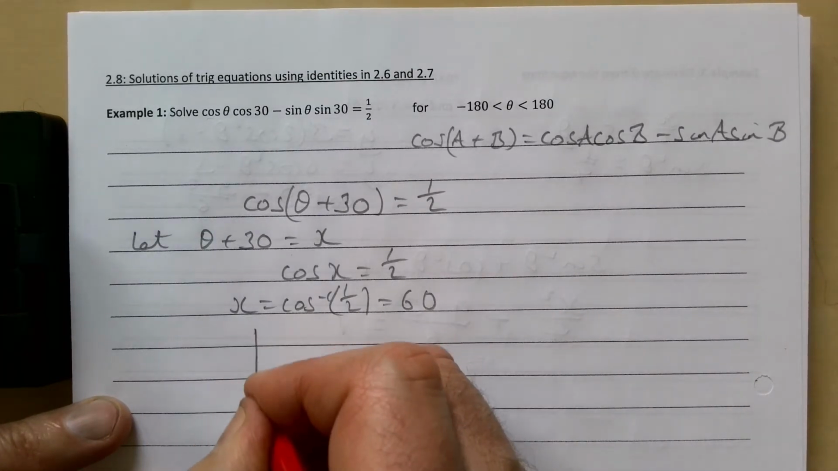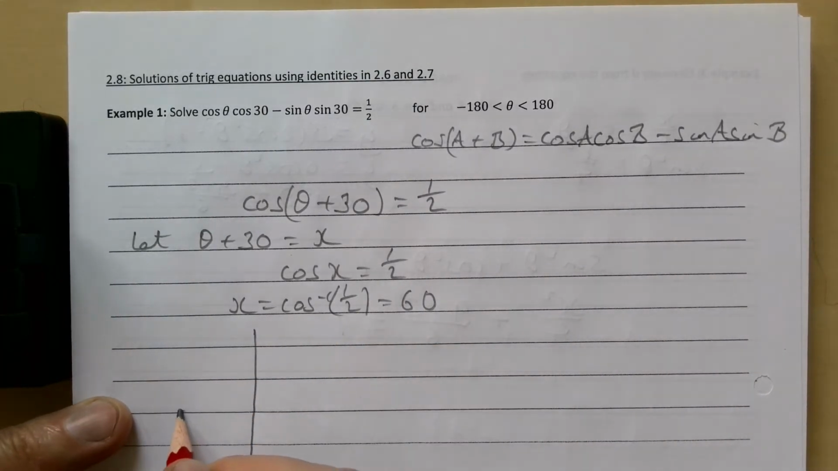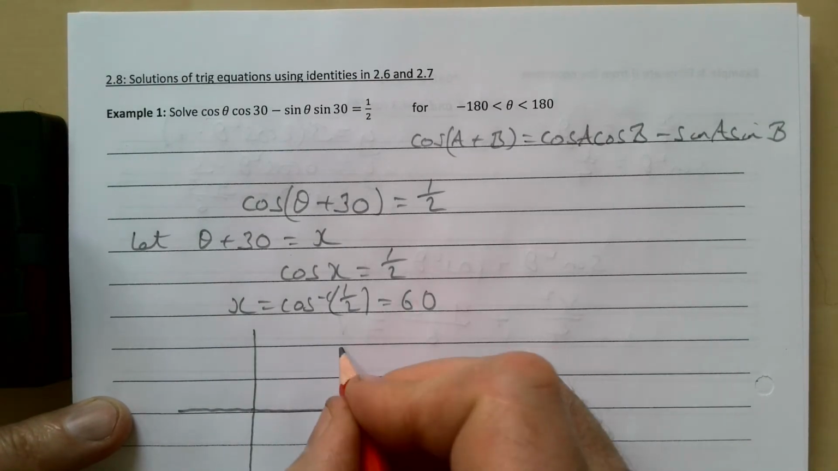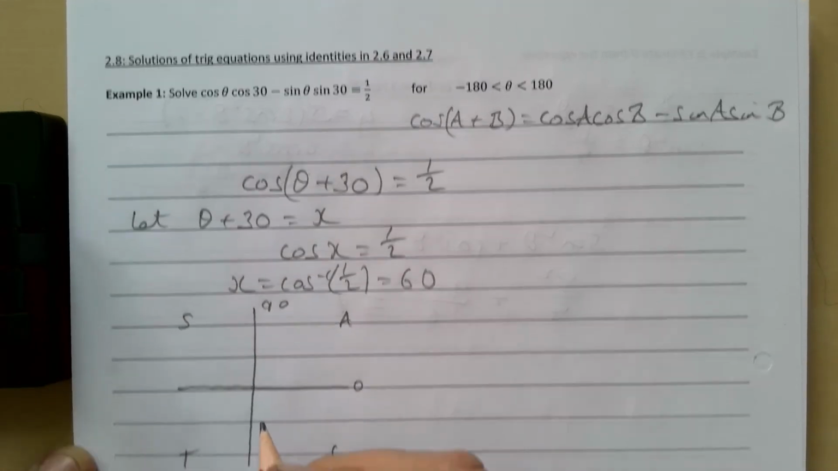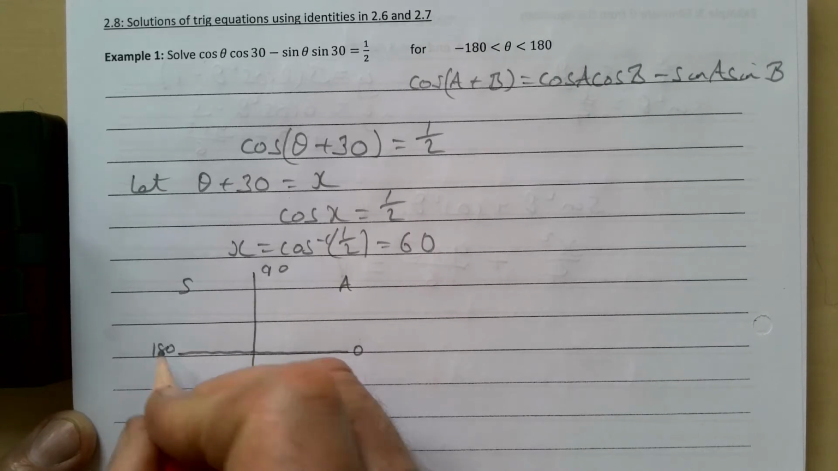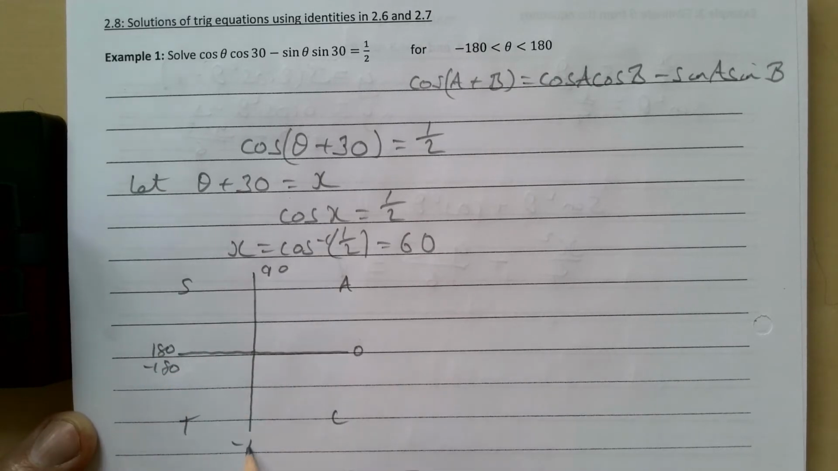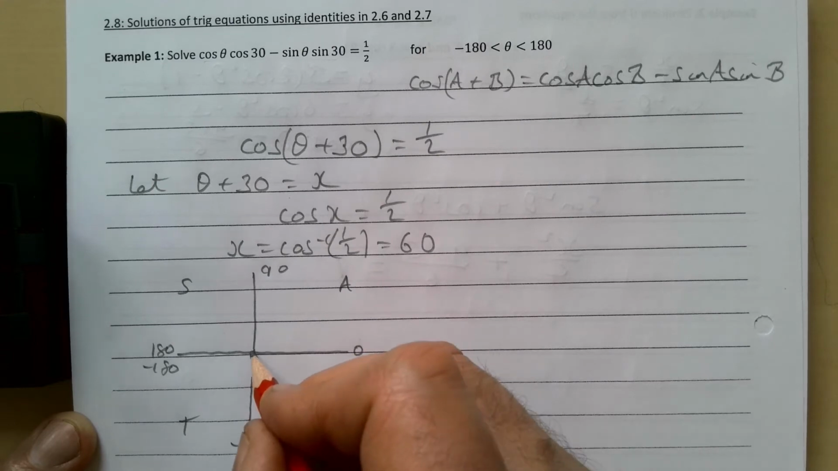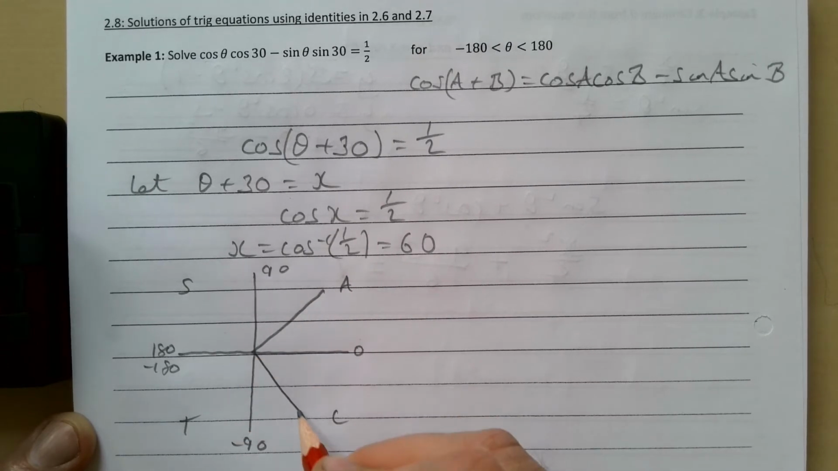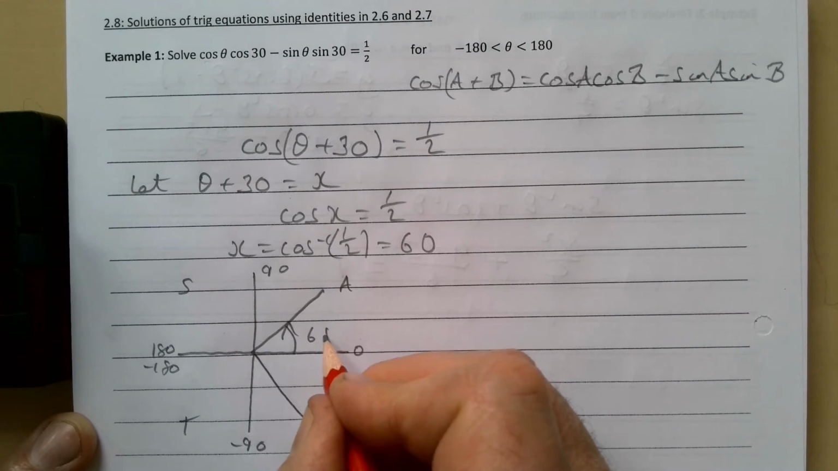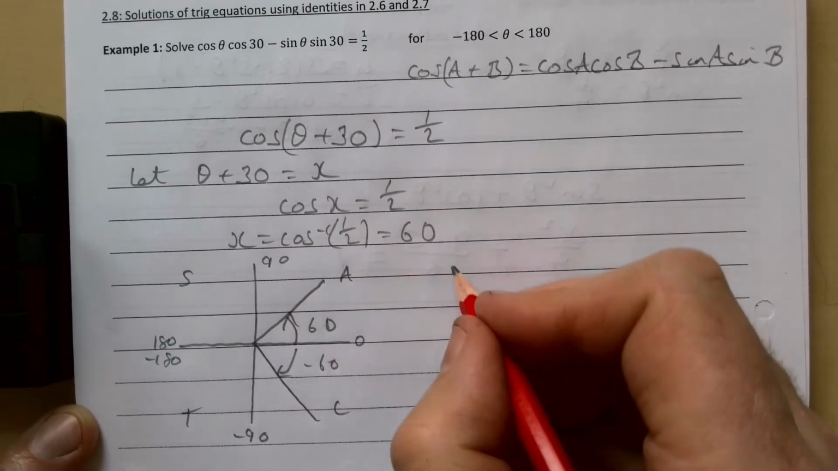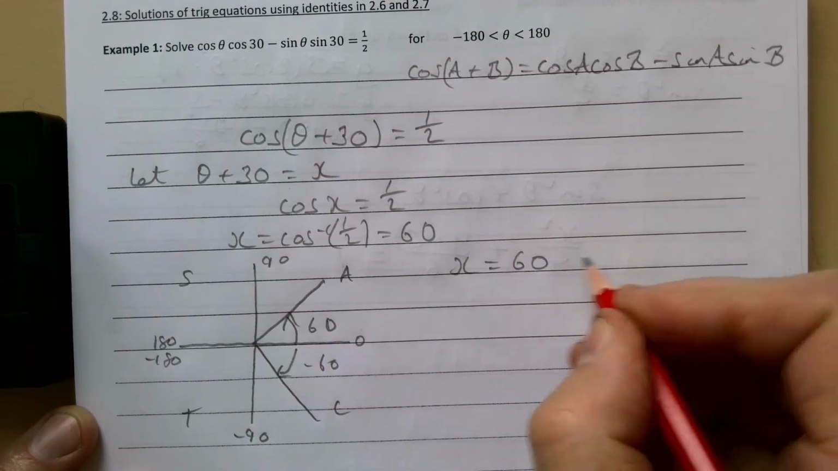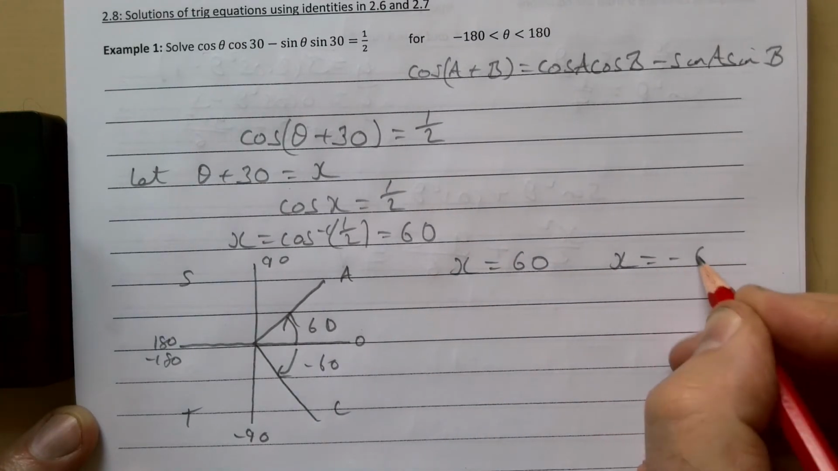So putting that into our CAST diagram, it's minus 180 and 180. So we have C A S T, 0, 90. You can see the bottom there. We want to know where cos is positive, so it is there and there. So that's a 60, and that then is a minus 60. So my values for x are 60 and minus 60.